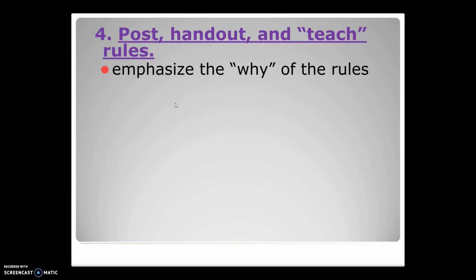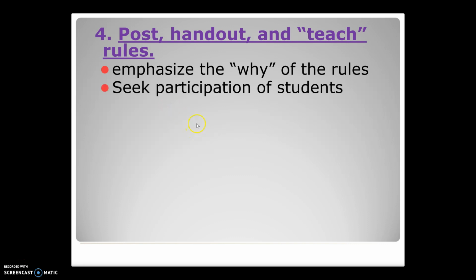What's the rationale for this expectation, teacher? Explain to us why we should do this. And the answer shouldn't be because I said so. You should have a legitimate reason why you want students to do these things.